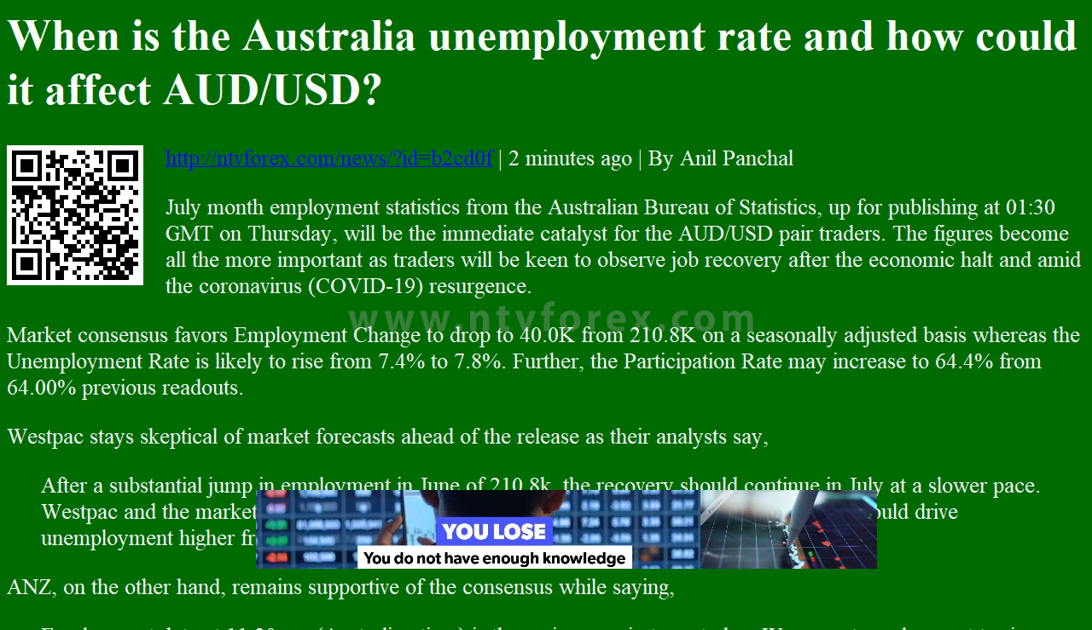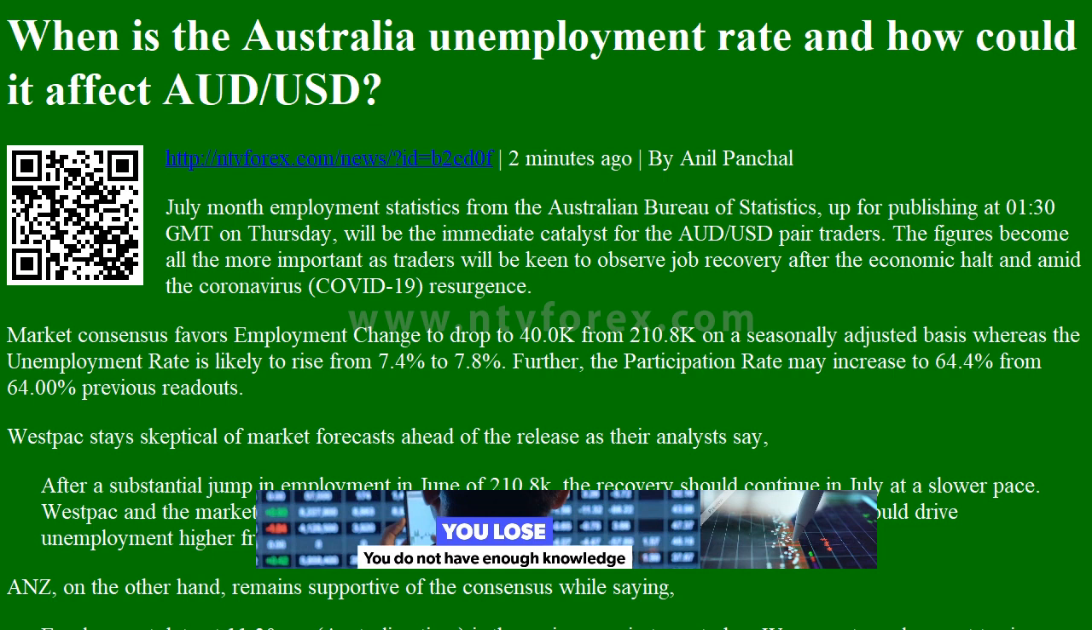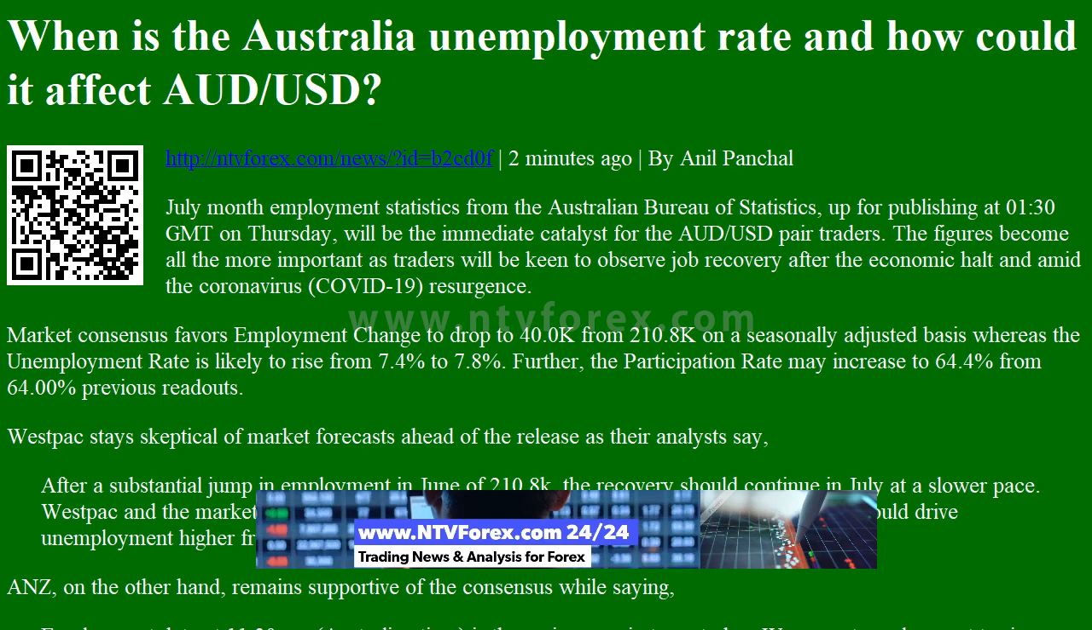When is the Australia unemployment rate and how could it affect AUD/USD? News ID B2CD0F, 2 minutes ago, by Anil Panchal.